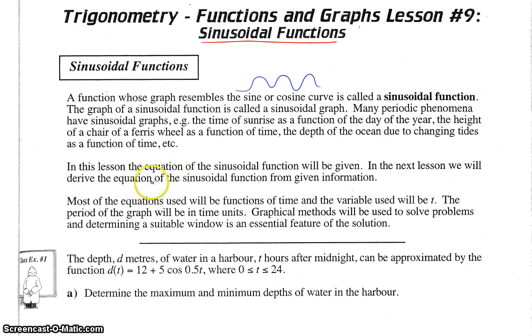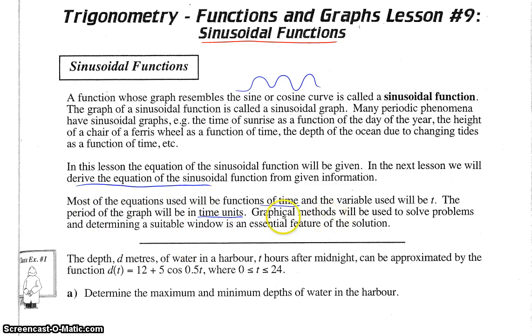In this lesson, lesson 9, the equation of the sinusoidal function will be given. Next lesson, in lesson 10, you'll have to derive what the equation will be. So that's a little bit trickier. Most of our equations will be functions of time, meaning the variable on the right-hand side will be t, and the period, therefore, will be in time units.